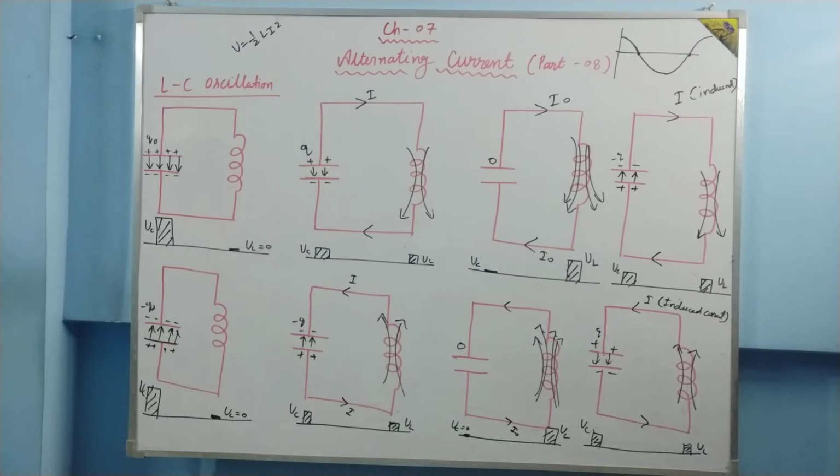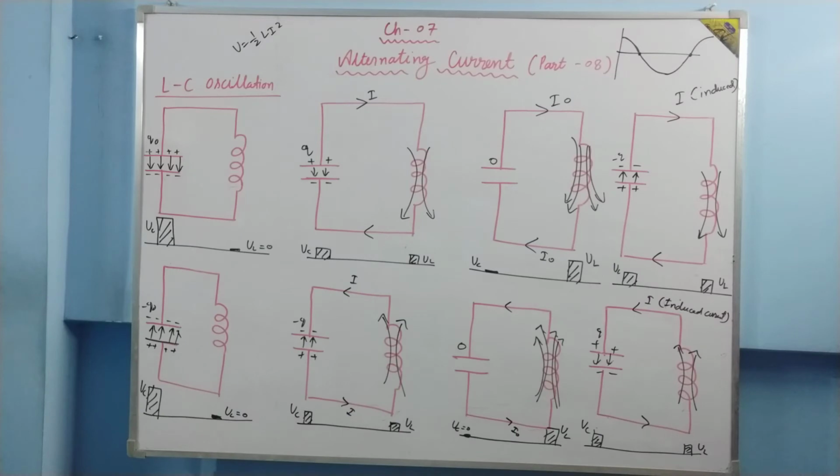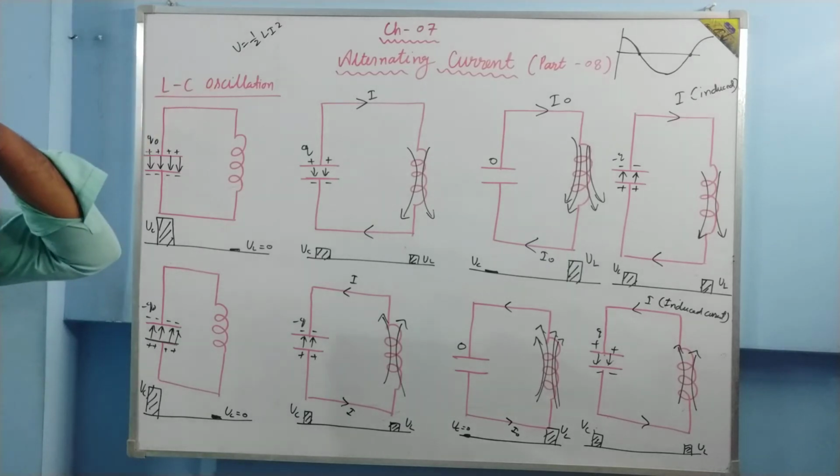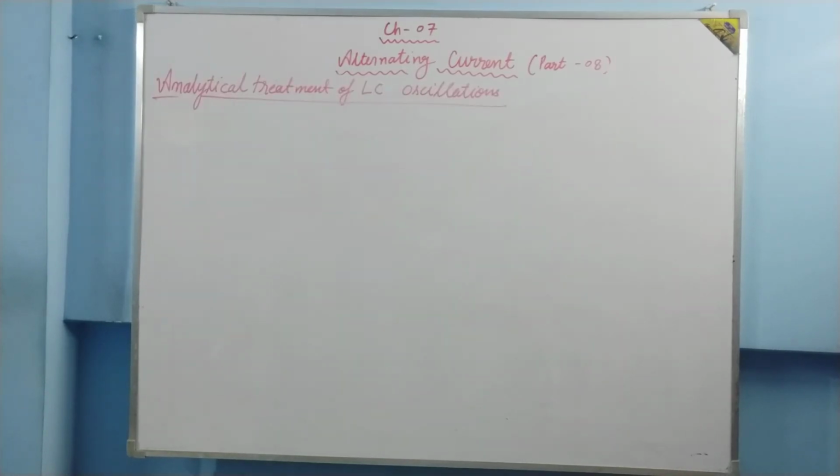Now we are going to analyze it analytically and see what is the function of charge, what is the function of current, and if we have the function of charge and current, then we will have the function of energy also. So let us do it analytically, and after that we'll see the function of charge and the function of current. Let us analyze LC oscillation.